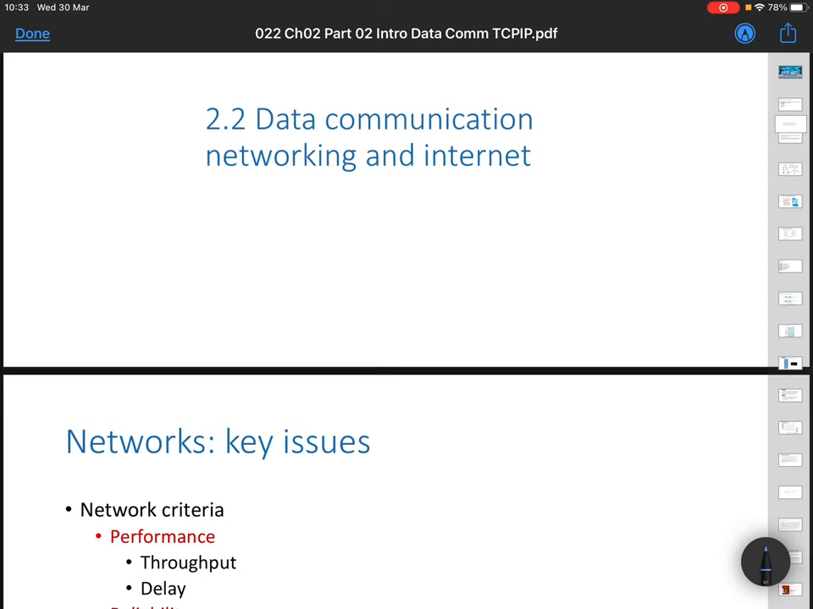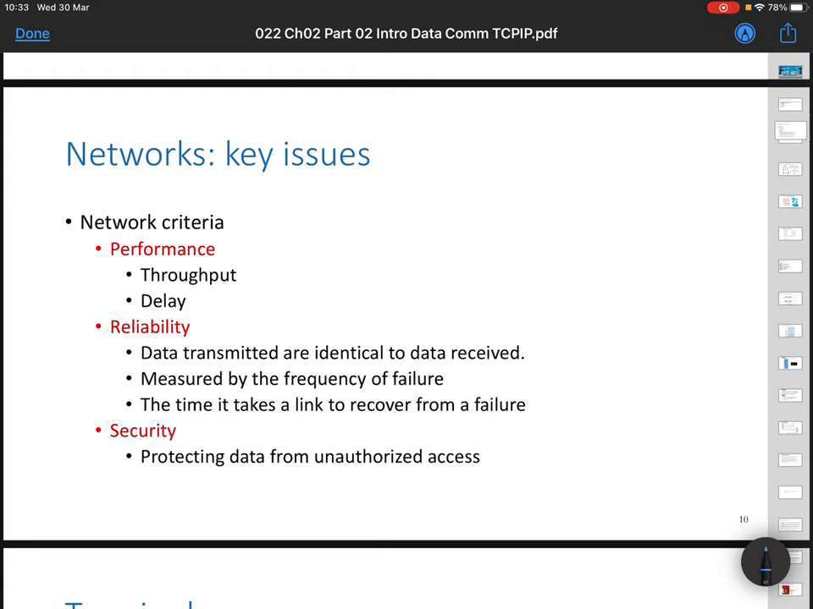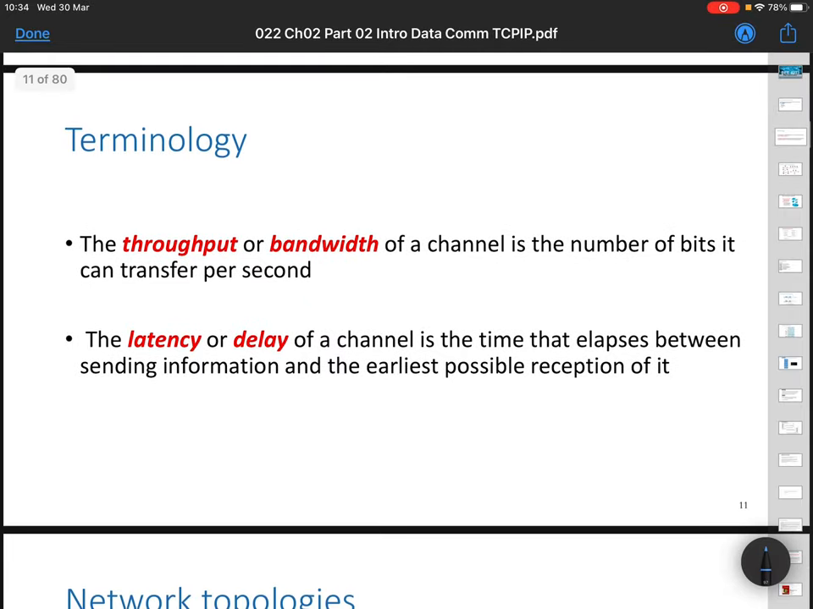Next subtopic is data communication networking and internet. Network issues. First is network criteria: performance, reliability, and security. In terms of performance, the throughput and the delay are important. In terms of reliability, data transmitted are identical to data received, measured by the frequency of failure and the time it takes a link to recover from the failure. In terms of security, it is important to protect the data from unauthorized access.